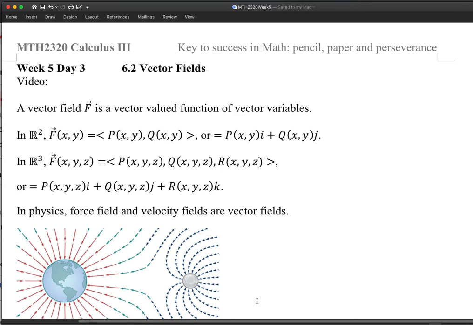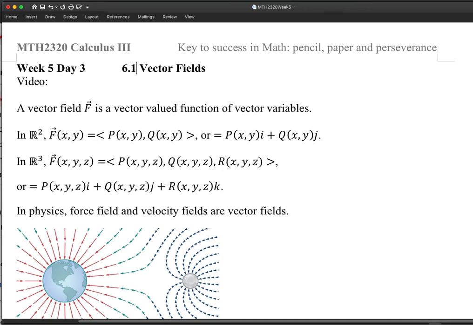Of Calculus 3, and in this part we get into chapter 6. It's vector fields, section 6.1. So first let's take a look: what is a vector field?